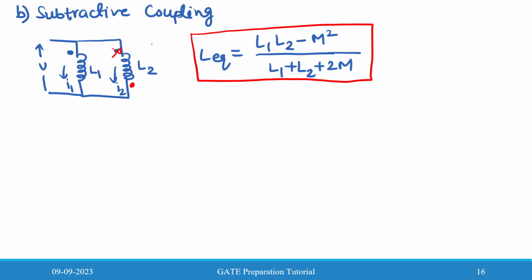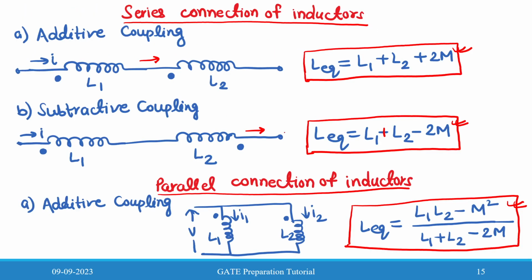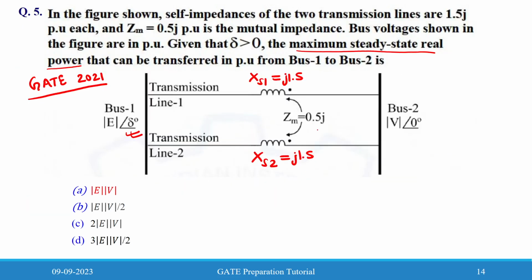Now we will use this additive coupling, because in this question, X equivalent is 1. So the correct answer will be one.